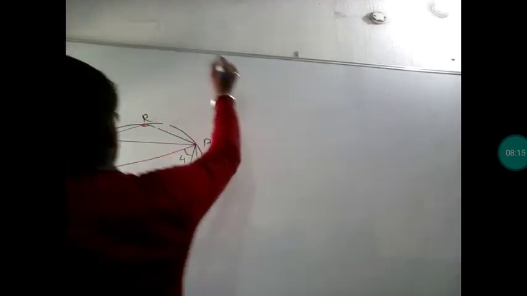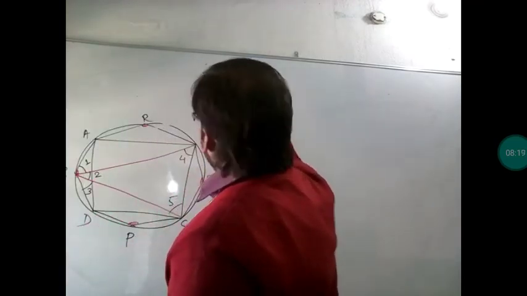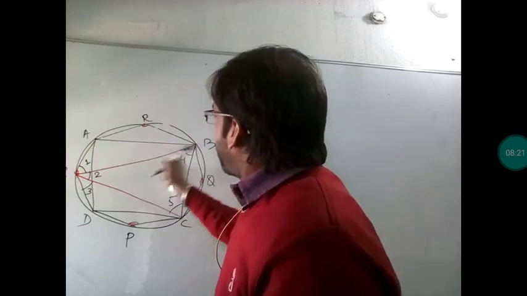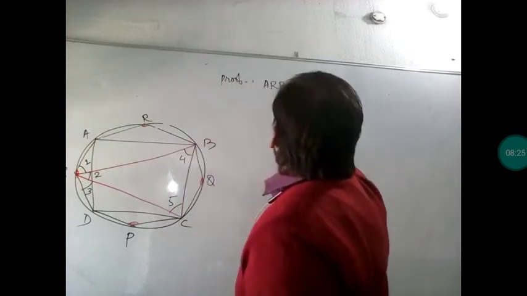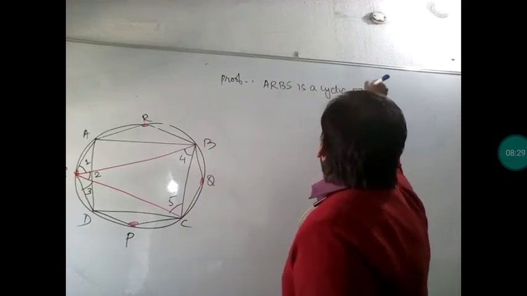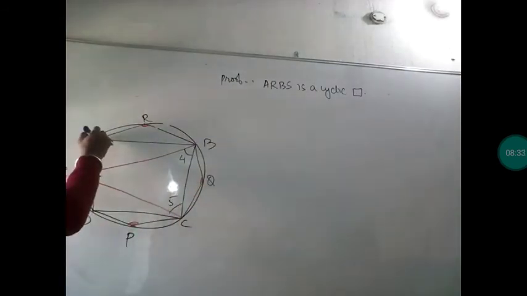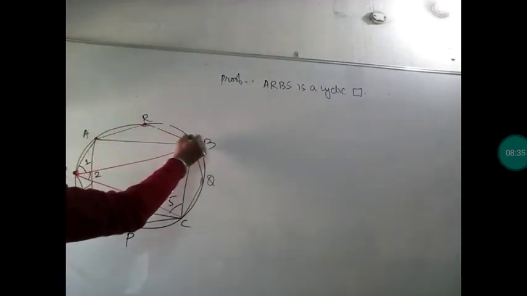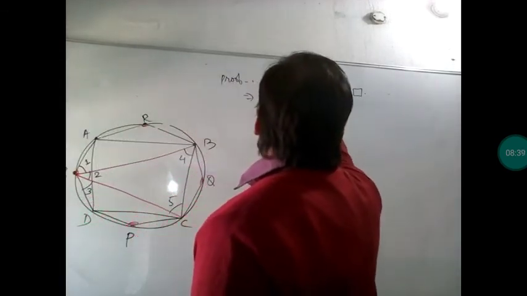What they have asked, we are just going to prove this. Between A and D, that vertex is S here. Don't get confused about where the S is. So first of all, ARBS is a cyclic quadrilateral. Obviously all the vertices are on the circle, so the opposite angle sums will be 180 degrees. That means angle 1 plus angle R is equal to 180 degrees.